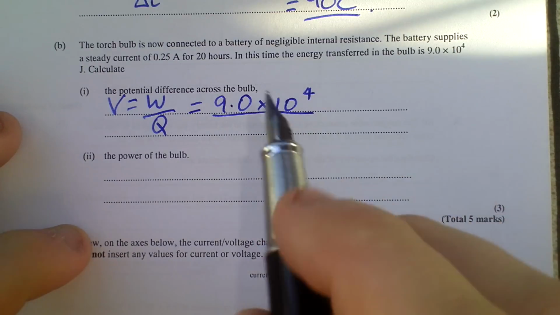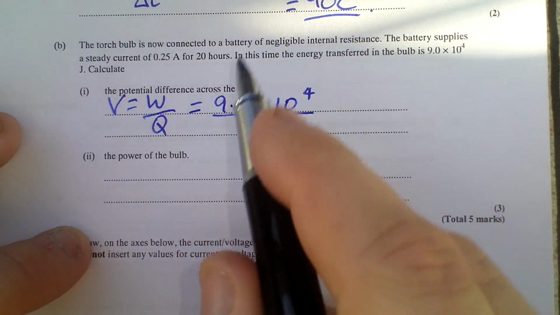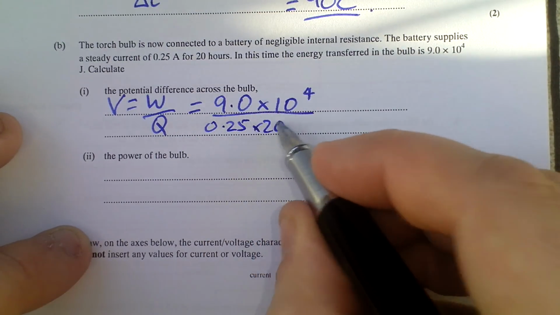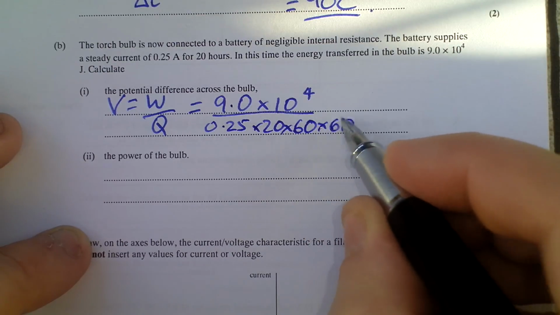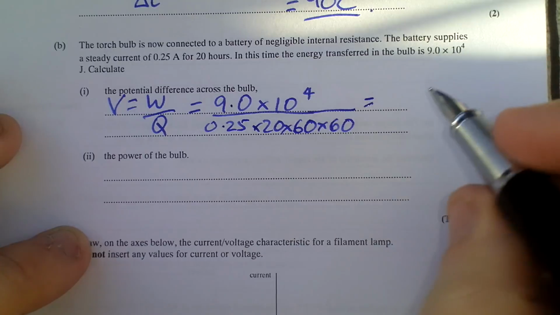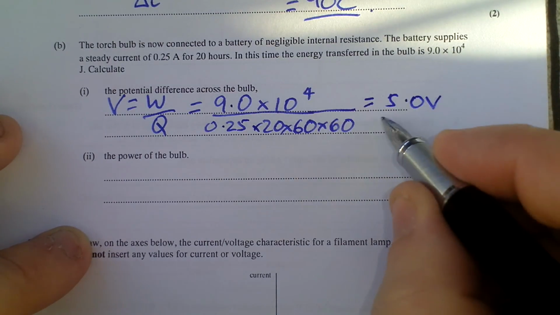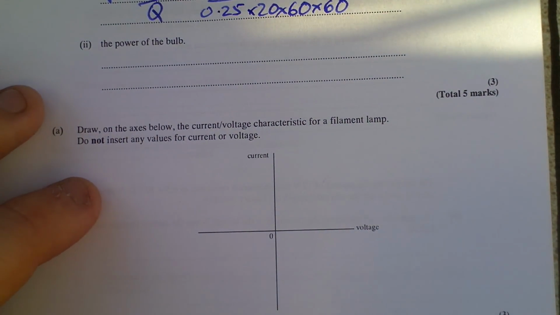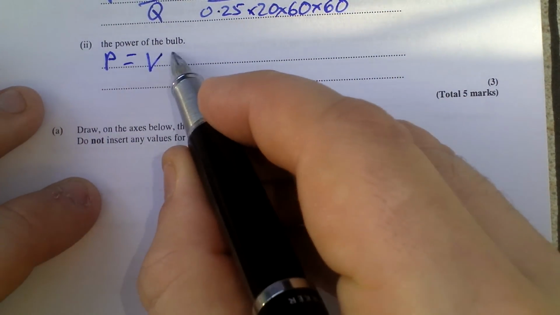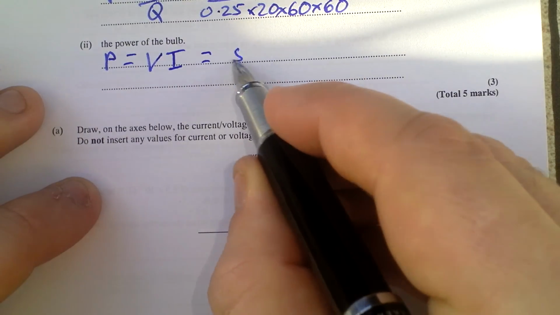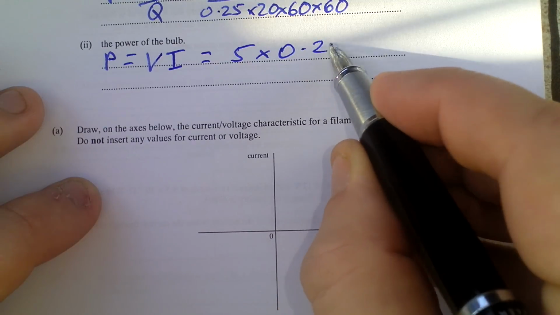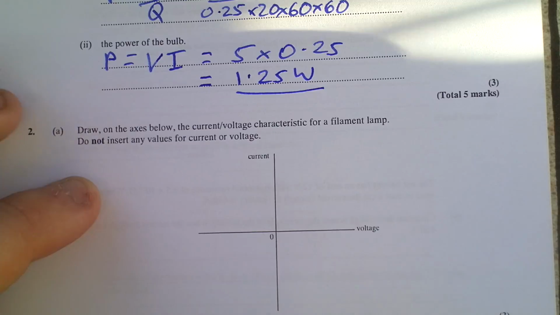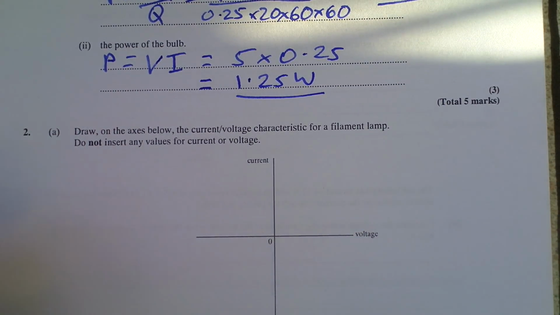What is the charge? Well, this time it's not exactly the same as above. We need to do 0.25 amps, that's the current, times the time, which is 20 hours times 60 minutes times 60 seconds. Let your calculator do all of that hard work, and you end up with an answer of 5.0 volts. Again, really straightforward. What's the power of the bulb? Well, electrical power is V times I, straight from the formula sheet, so that's 5 times 0.25, which gives us an answer of 1.25 watts. One question, 5 marks, really straightforward.